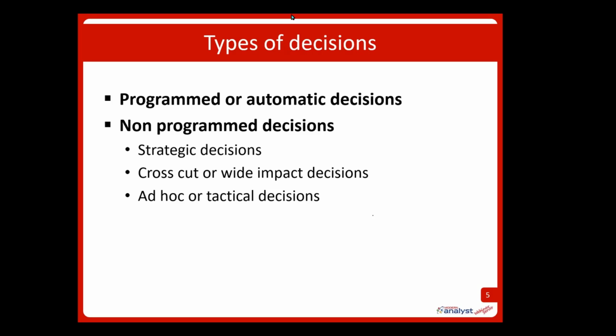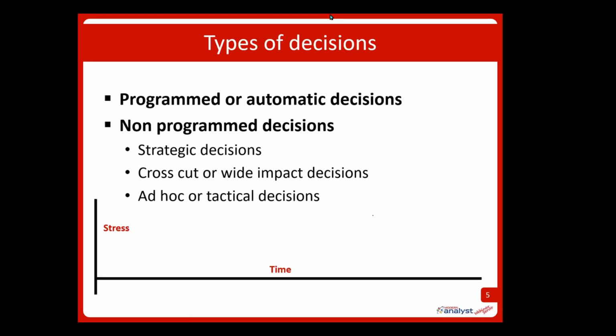Now, here's an interesting thing. As human beings, and I'm assuming we're all human beings here, we have a neuropsychological relationship with problems and decisions. It actually biologically does something. Let me draw you a little graph here. It has to do with stress.